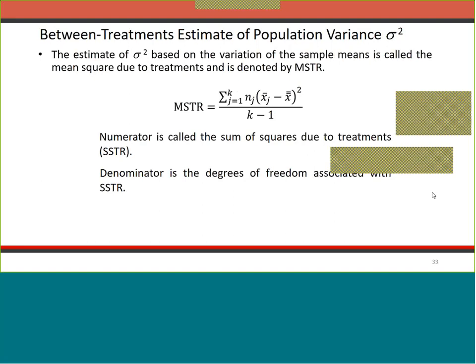minus 1, where k is the number of treatments. So the numerator of this formula is called SSTR, the sum of squares due to treatments, and the denominator is the degrees of freedom associated with SSTR.